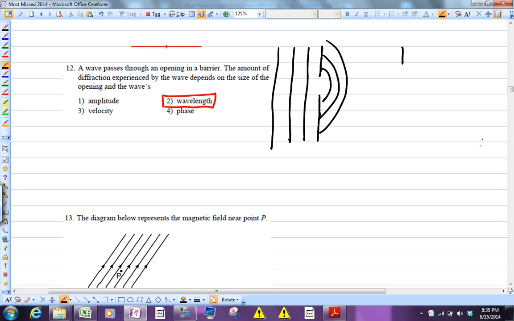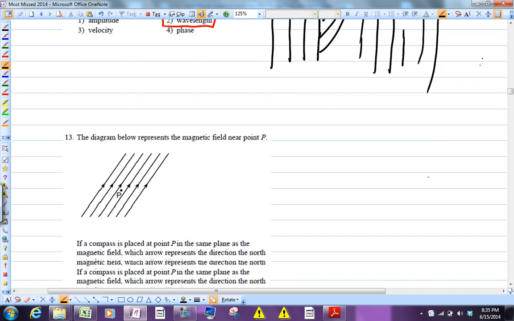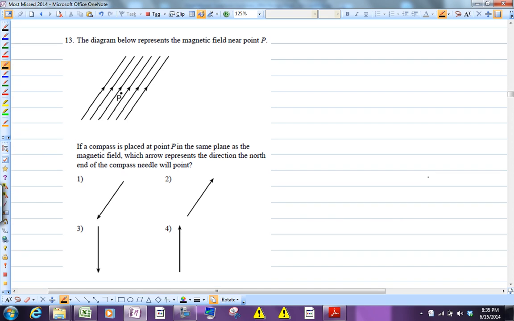Whereas if we had openings like this and we had the same waves, it's still going to diffract, but not as much. It's much straighter. So the closer the wavelength is to the slit size opening, the more diffraction you're going to get. 13.